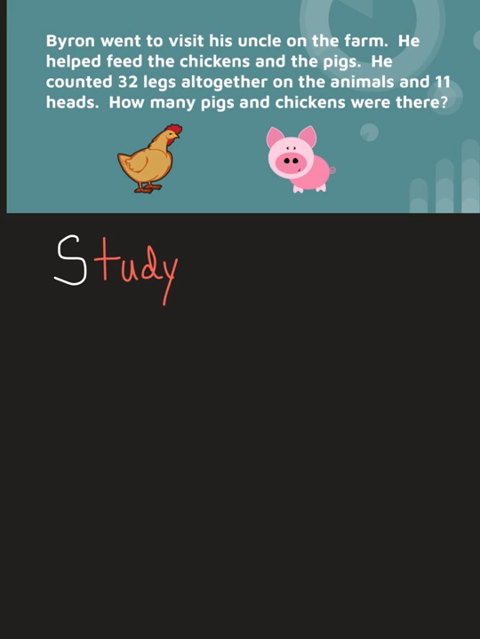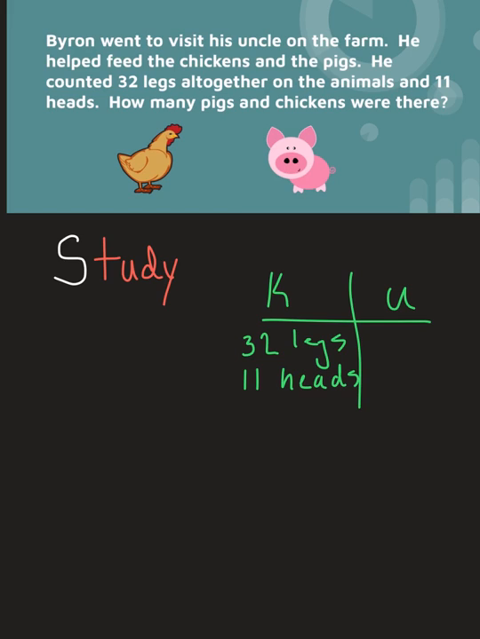So as you see, the S in our solve problem solving method stands for study. When we study the problem, we think about things that we know and what we don't know, or are unknowns. In this case, we know that there are 32 legs and 11 heads. We don't know how many pigs there are and how many chickens there are.